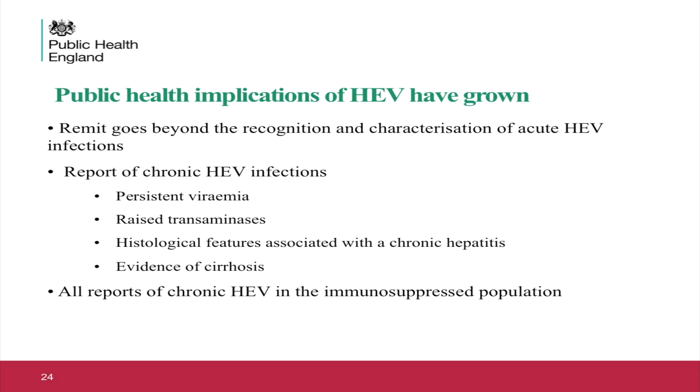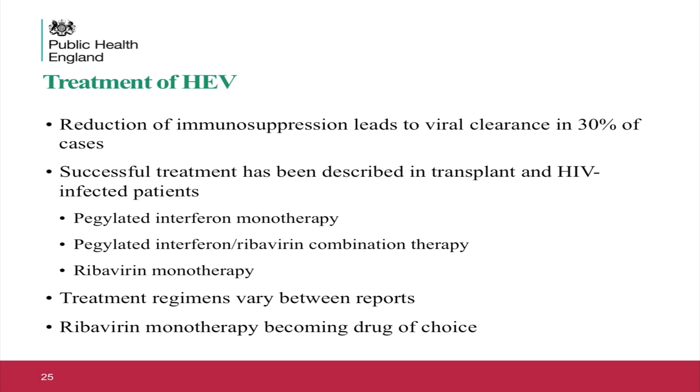So I'm just going to park the pigs for a little while and go back to the human side. So certainly at PHE, our public health remit for hepatitis E has grown dramatically over the last couple of years. And that's really because of the recognition and the characterization of chronic Hep E infections. So this obviously has, again, made us rethink what we traditionally thought to be true for hepatitis E, which was traditionally thought just to be an acute infection. But now we have description of chronic hepatitis E infections. And they have a very typical picture of chronic hepatitis E, and we have had some evidence of cirrhosis in some of our patients. So all reports thus far of chronic Hep E have been in an immunosuppressed population.